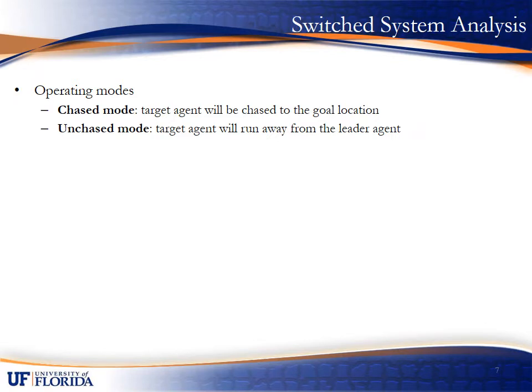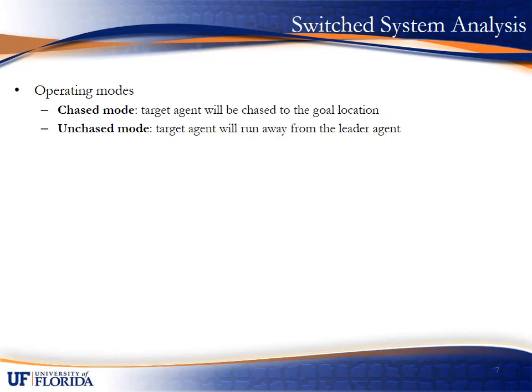As I just stated in the previous slide, our strategy is to control the leader agent in such a way that it chases down the target agent to a desired goal location. However, due to limited capabilities of the leader agent, being only able to chase one target agent at a time, when a target is being chased, the remaining targets are unchased, meaning that although one target may be getting regulated to the location, the others may actually be diverging from the goal location.